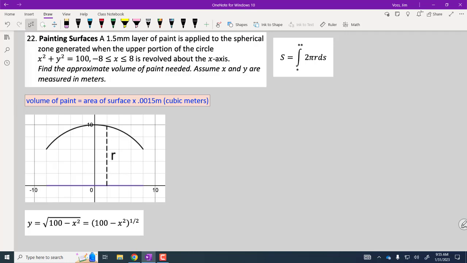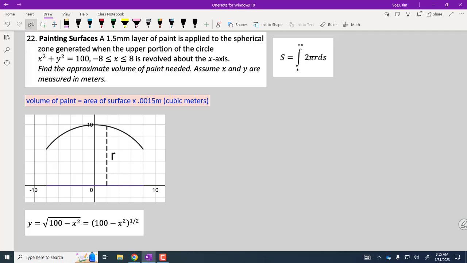So same idea. They just throw in a few extra words and they turn it into a kind of application light. So they talk about this arc right here. We're going to rotate it about the x-axis. We're going to create, something similar to what we've already seen, a sphere with the 2 caps cut off. And they want to make it application light by saying we're trying to find the volume of the paint needed to paint this surface.